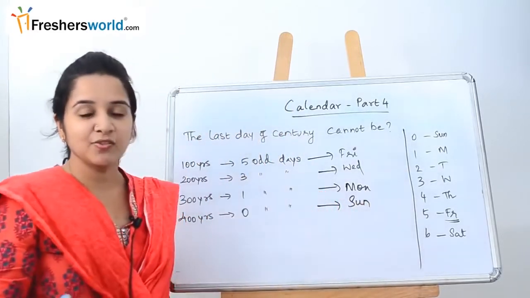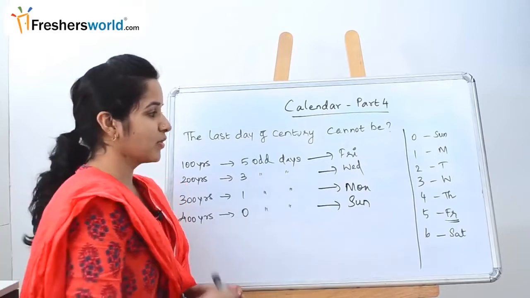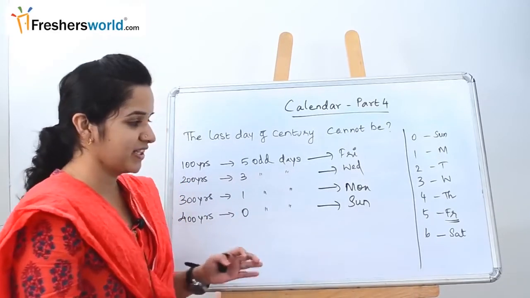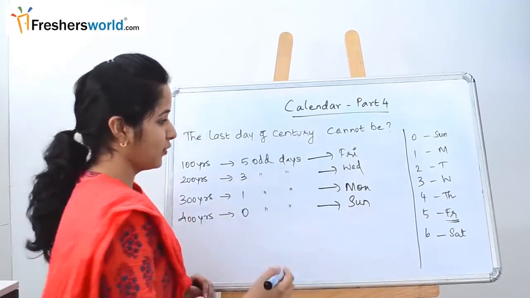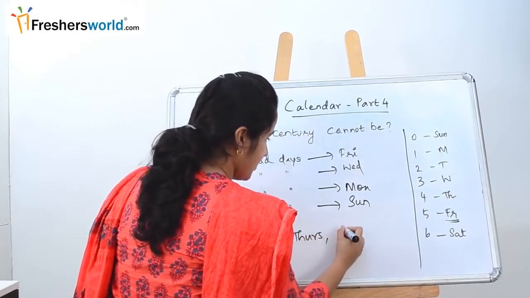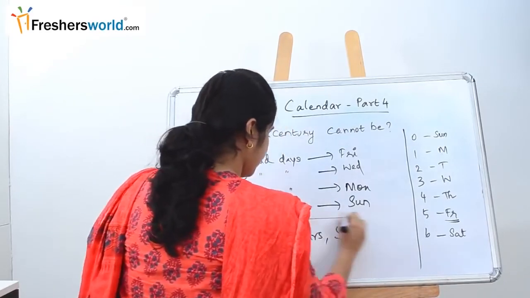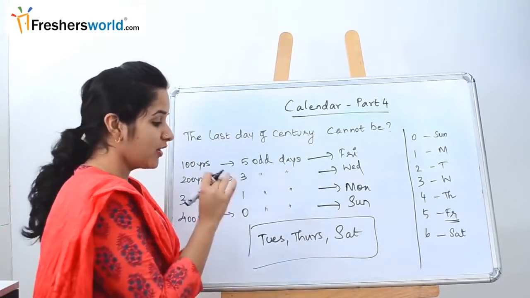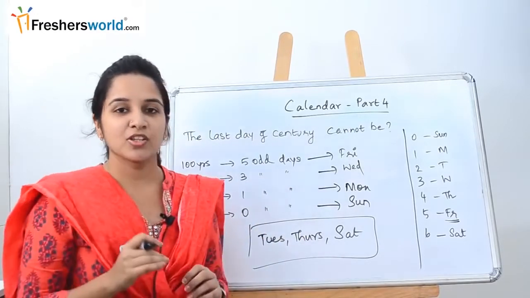So this cycle will be repeated for all the years. Repeatedly, it will be either Friday, Wednesday, Monday or Sunday. So what are the days that are left out? Tuesday is left out, Thursday is left out, and Saturday is left out. So the last day of the century cannot be a Tuesday, Thursday or Saturday. Let's solve another sum.